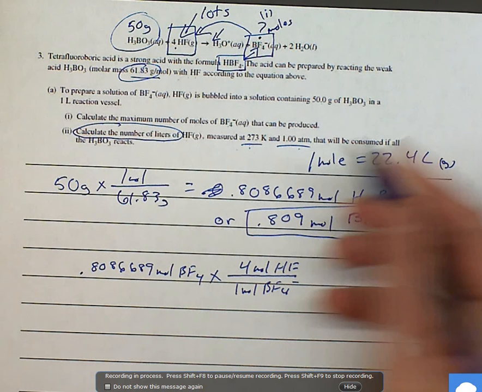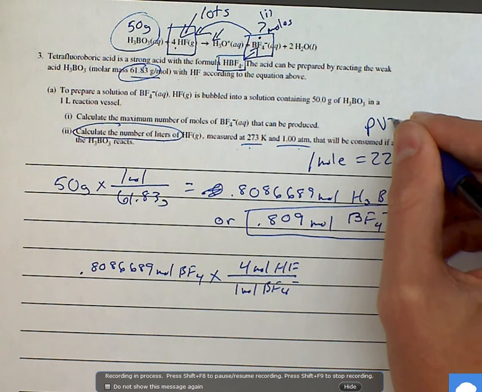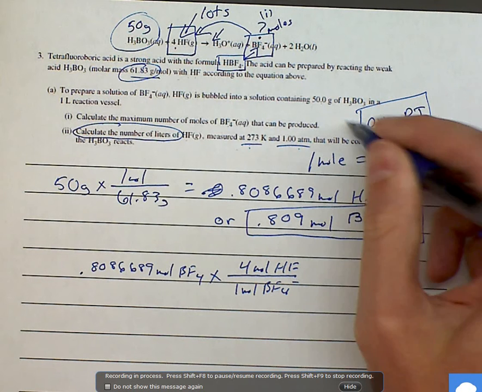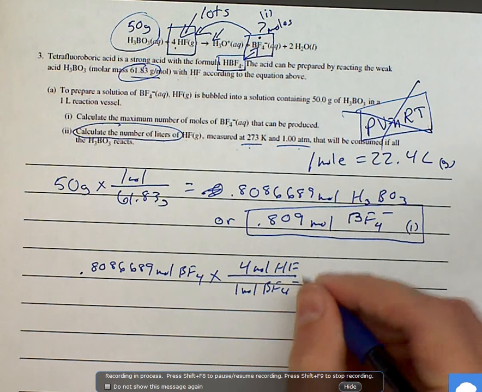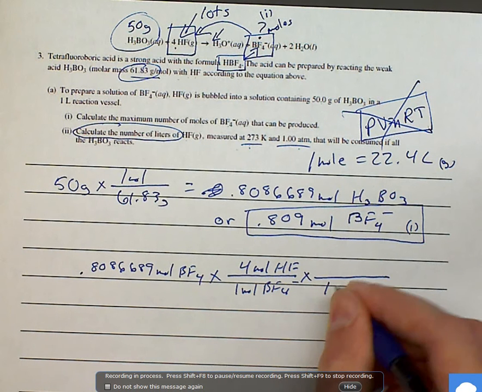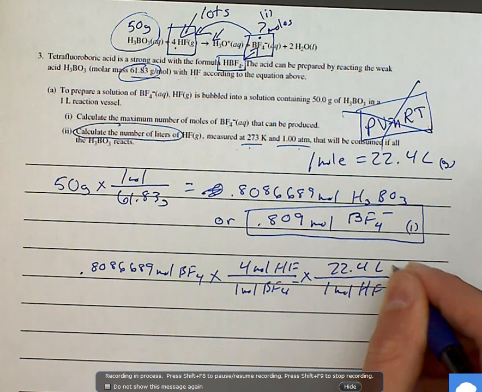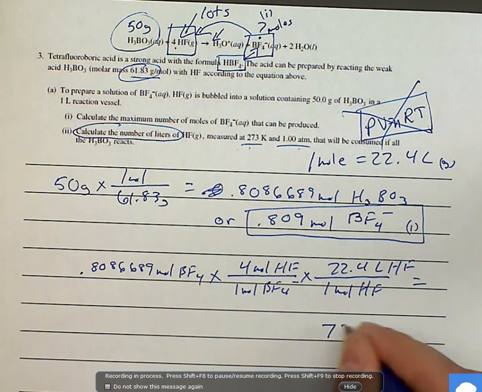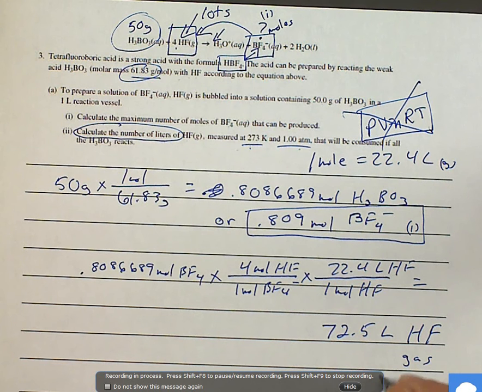Later on, we did one example like this where we had to use the PV equals nRT. So this is for non-standard conditions that we use this, but we don't have to use that this time. I just pointed out for reference. And so we're going to multiply this by 1 mole of HF gas equals 22.4 liters of HF gas. All right, and we get 72.5 liters of HF gas. And this is gas that has been used.